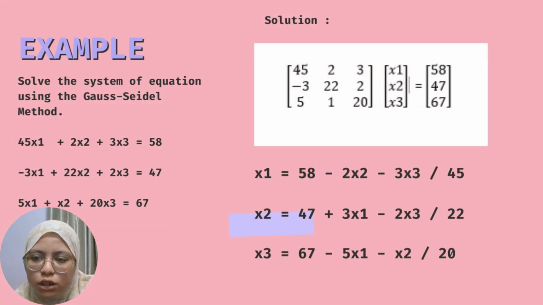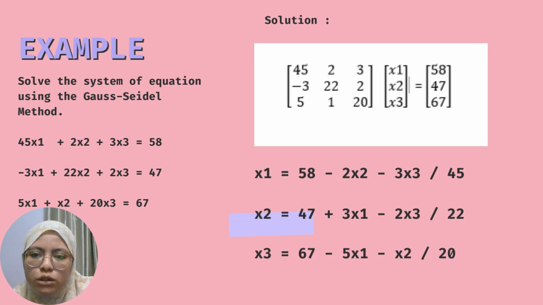Today I would like to show how to solve the system of equations using the Gauss-Seidel method. Here we have three equations: 45x1 plus 2x2 plus 3x3 equal to 50. The second equation is negative 3x1 plus 22x2 plus 2x3 equal to 47. And the last equation is 5x1 plus x2 plus 20x3 equal to 67.